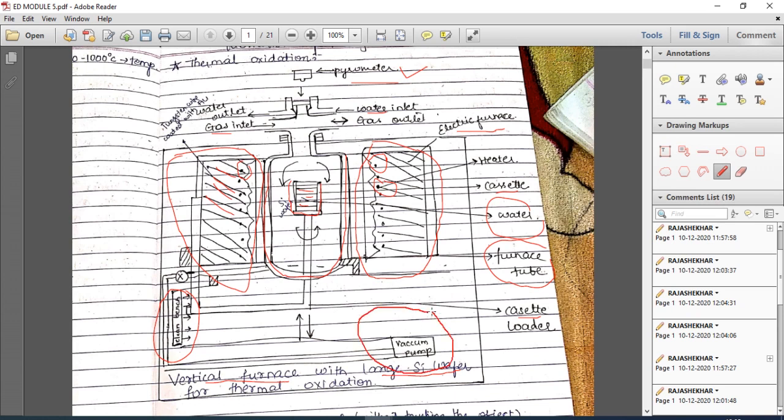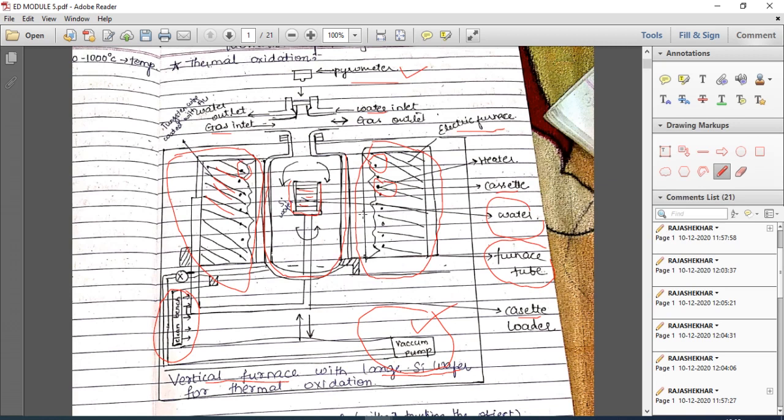The last is the vacuum pump. As we know that we are operating this under very high temperature, there is a possibility of creating a vacuum inside the furnace. To avoid this vacuum, we are using a vacuum pump to absorb the vacuum which is present inside the furnace. So this is the role of each component used in this vertical furnace.